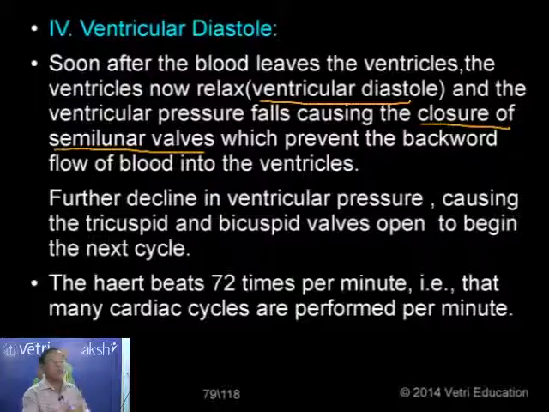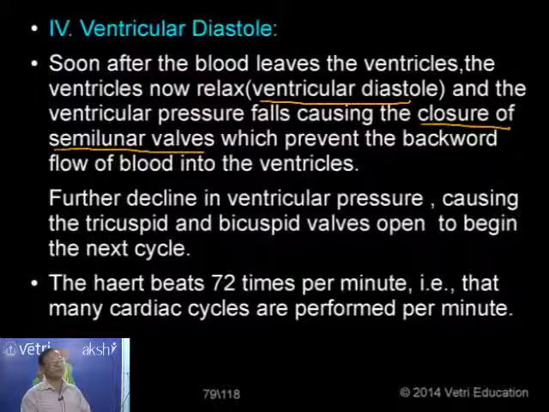Now, further decline of the pressure occurs in the ventricles, making the two atrioventricular valves, the bicuspid and tricuspid valves, open once again, so that the blood reaches the two ventricles from the two atria. So now the cycle has to be repeated once again. That's why I mentioned the sequential events happening between the two heartbeats. So it is normally between two successive heartbeats.